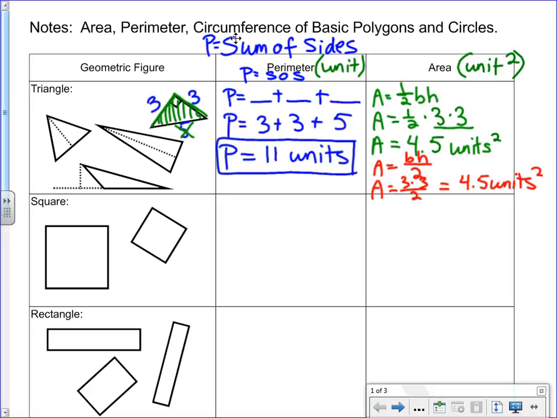The key thing, ladies and gentlemen, with these problems is make sure that you are using the formula and then plugging in your numbers and then solving. That's what's really important as you do these problems.